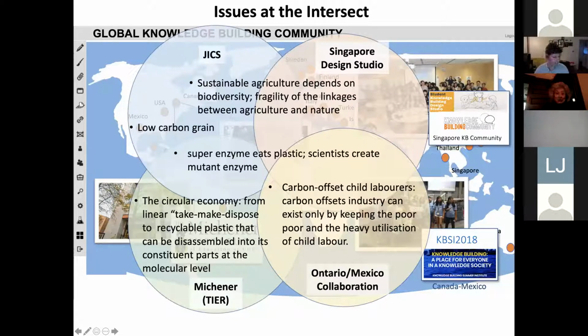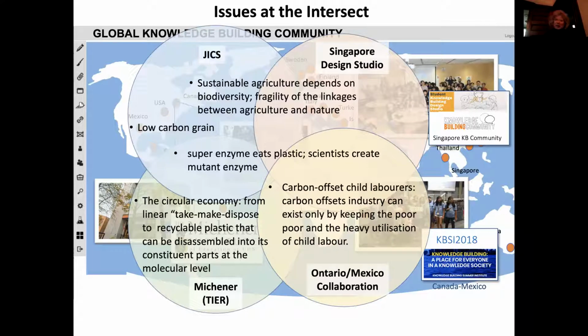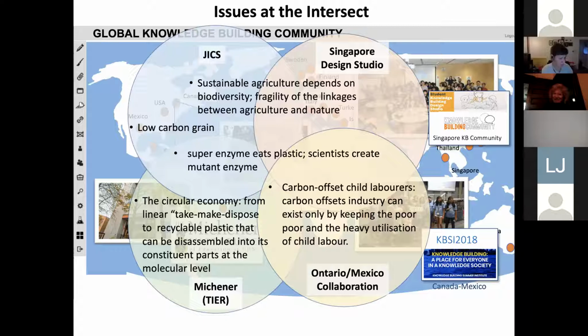Really interesting new issues. I'd never heard of low carbon grain before, so that was an interesting concept. The extent to which sustainable agriculture depends on biodiversity. So these were two absolutely different spaces within different databases that are joined by really advanced articles on the fragility of linkages between agriculture and nature. I also learned through this process of linking things across disparate sites, moving from the topical level to various propositions of cutting edge research, that there are super enzymes that eat plastic. So literally scientists creating mutant enzymes. Again, brand new to me and pretty interesting, I thought.